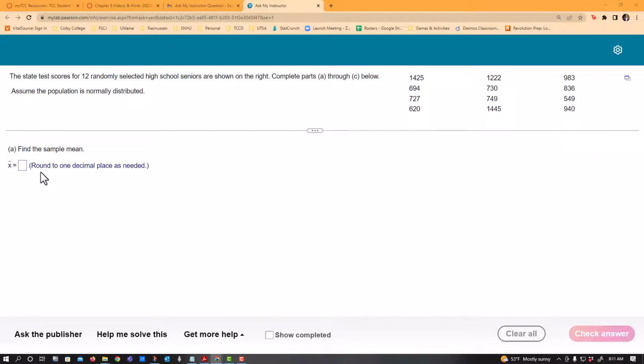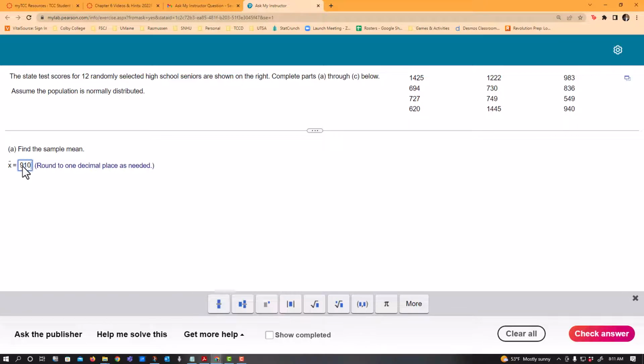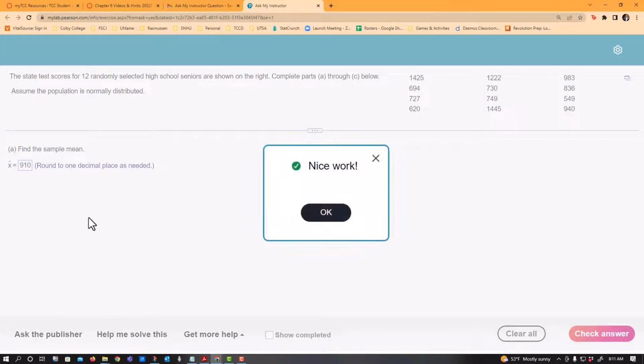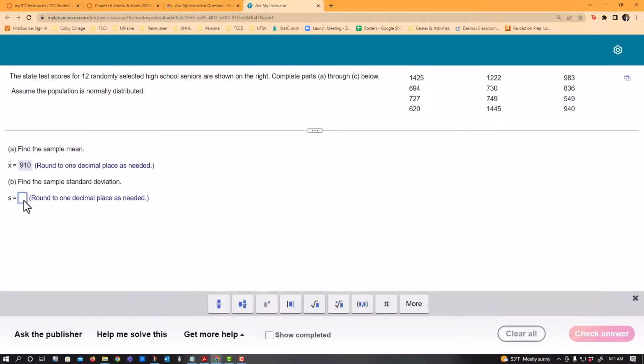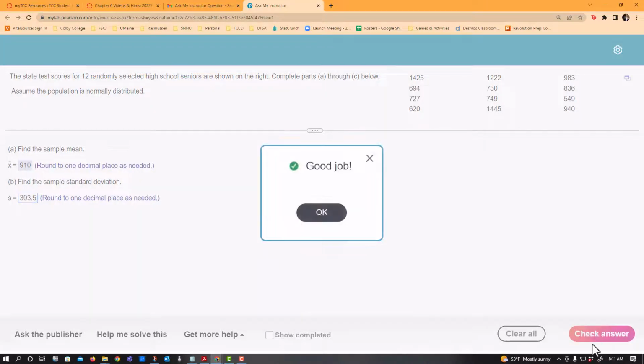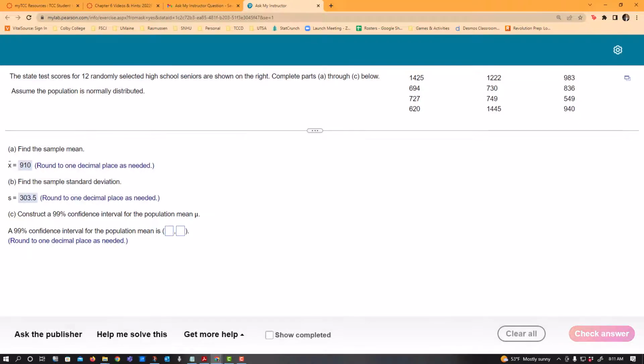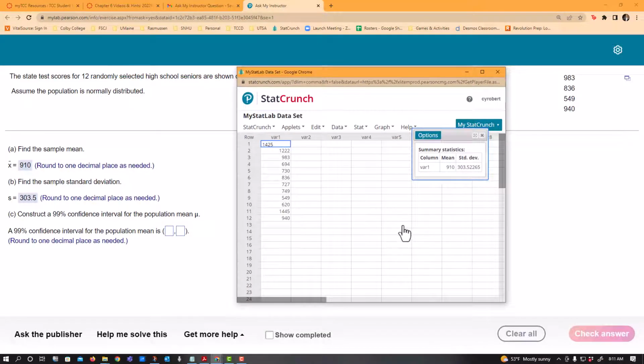I'm going to move this to another monitor. I'll bring it back. The standard deviation was 303.5. Good job. All right. This is where I said if you use StatCrunch, you'll be able to solve these confidence intervals within seconds.